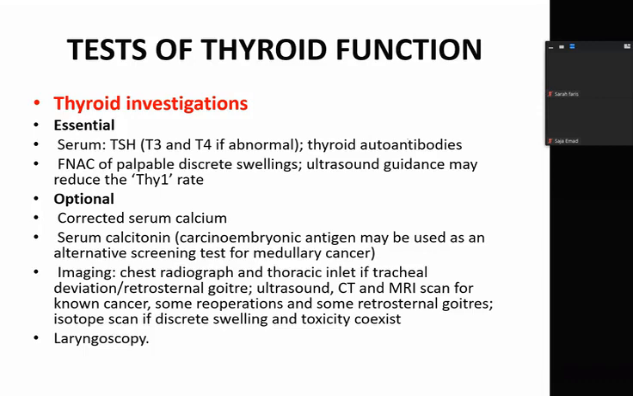Thyroid, there is radiological differentiation. Thyroid, I mean, means wrong diagnosis. And the optional, we can check for calcium level, calcitonin level, imaging: we should go for chest X-ray, CT, MRI, radioisotope scanning, and laryngoscopy. So any patient with any thyroid disease should undergo T3, T4, TSH, and thyroid antibodies that are normal, FNA, or ultrasound. These are essential investigations for any thyroid disease. Well, optional ones are according to the case. Okay?